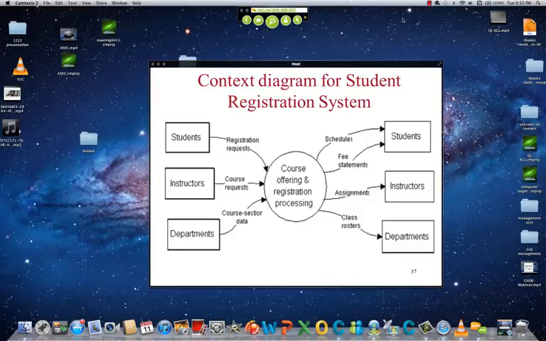Yes, Myra? I'm just trying to take it all in. So you think of your information system as one system, right, which has some inputs and some outputs. Okay. So those are inputs and outputs.